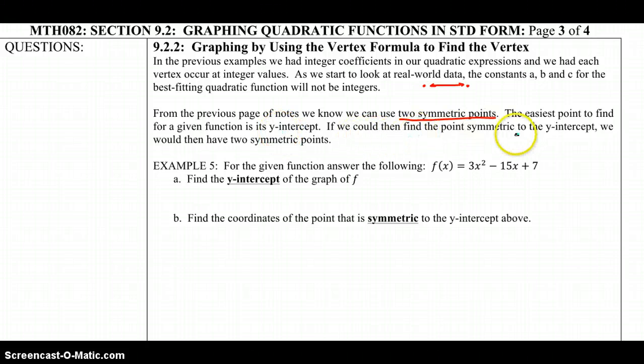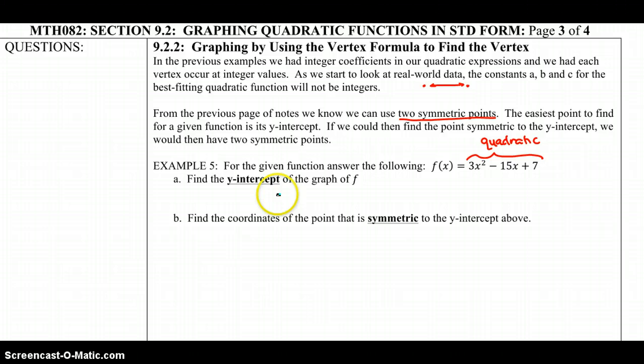If we could then find the point symmetric to the y-intercept, we would have two symmetric points to use what we did on the previous page, where we found the average of those two to help us find the vertex. So for a given function, we have f(x) equals 3x squared minus 15x plus 7. Again, we should notice that this is quadratic. We have our necessary x squared term, and our optional x and constant terms.